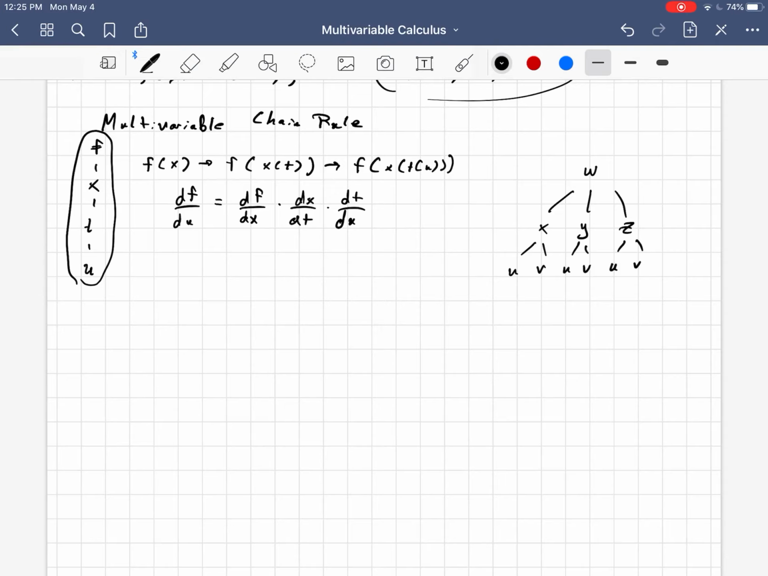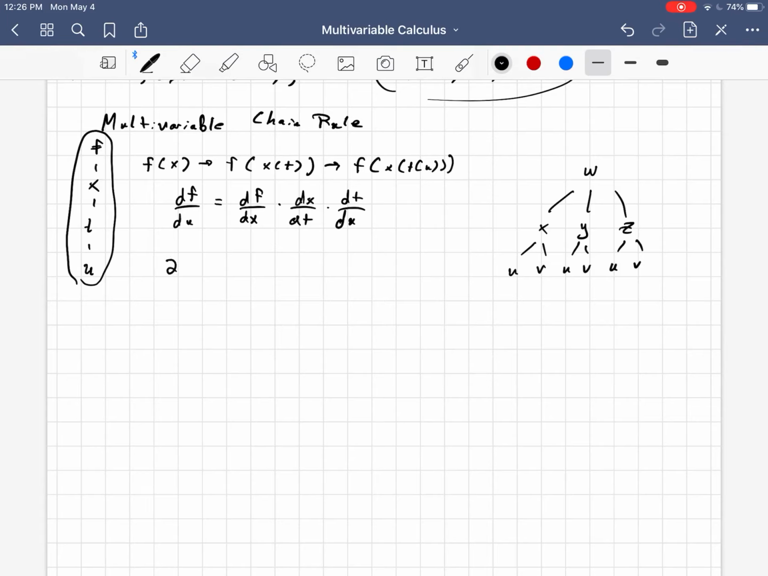And so we would probably ask, well, what's the derivative of w with respect to u, or the derivative of w with respect to v? So we have two innermost variables, right? Ultimately, our function depends on u and v in the end when we get to the bottom of this tree. And these tree diagrams are very helpful. I would recommend drawing them.